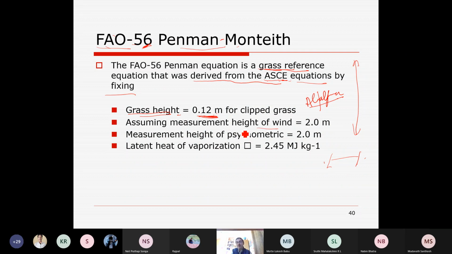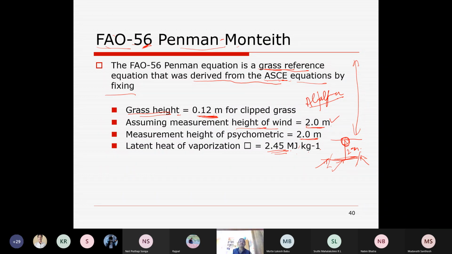Assuming the measurement height of any atmospheric or climatic variable is 2 meter above the land surface. You have learned this. Why 2 meter? Because of avoiding any resistance or any influencing condition that occurs on the soil surface. So measurements of atmospheric variables take place at 2 meter height from the land surface. So assuming measurement height of wind at 2 meter, measurement height of psychrometric condition at 2 meter, and latent heat of vaporization taken here as 2.45 megajoule per kg.